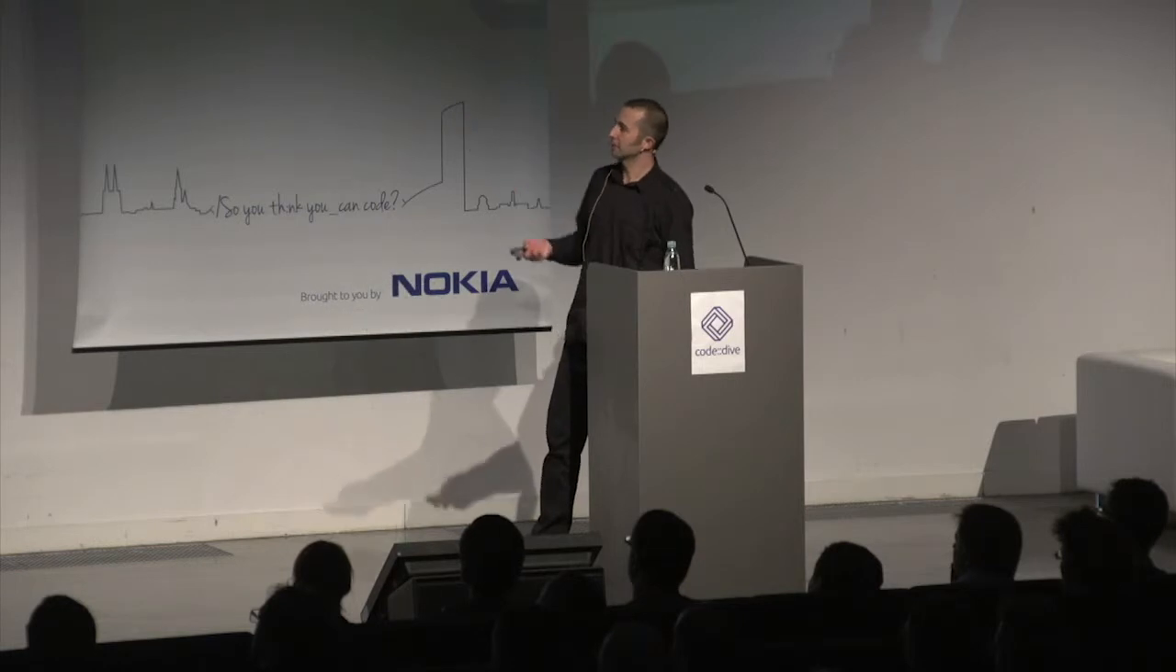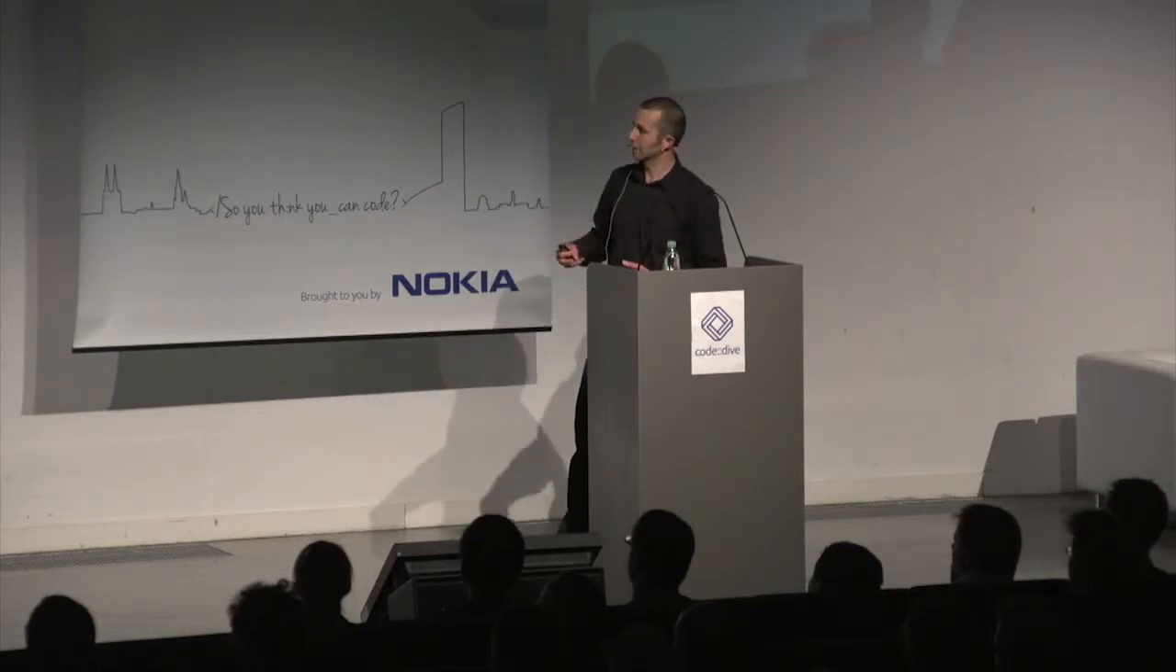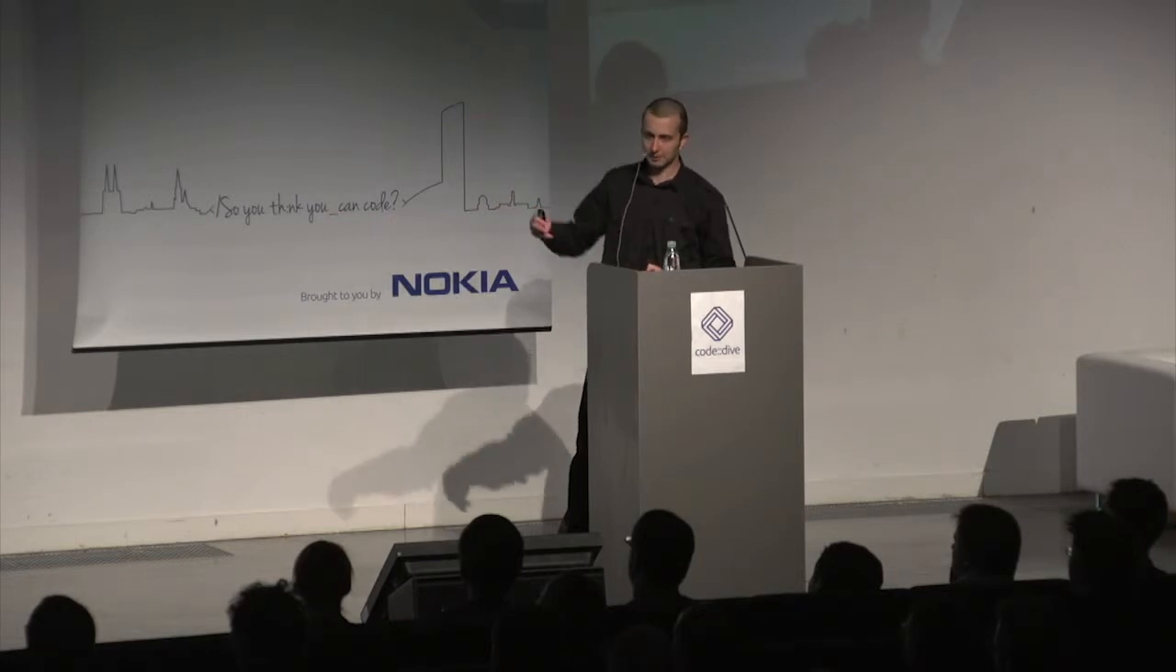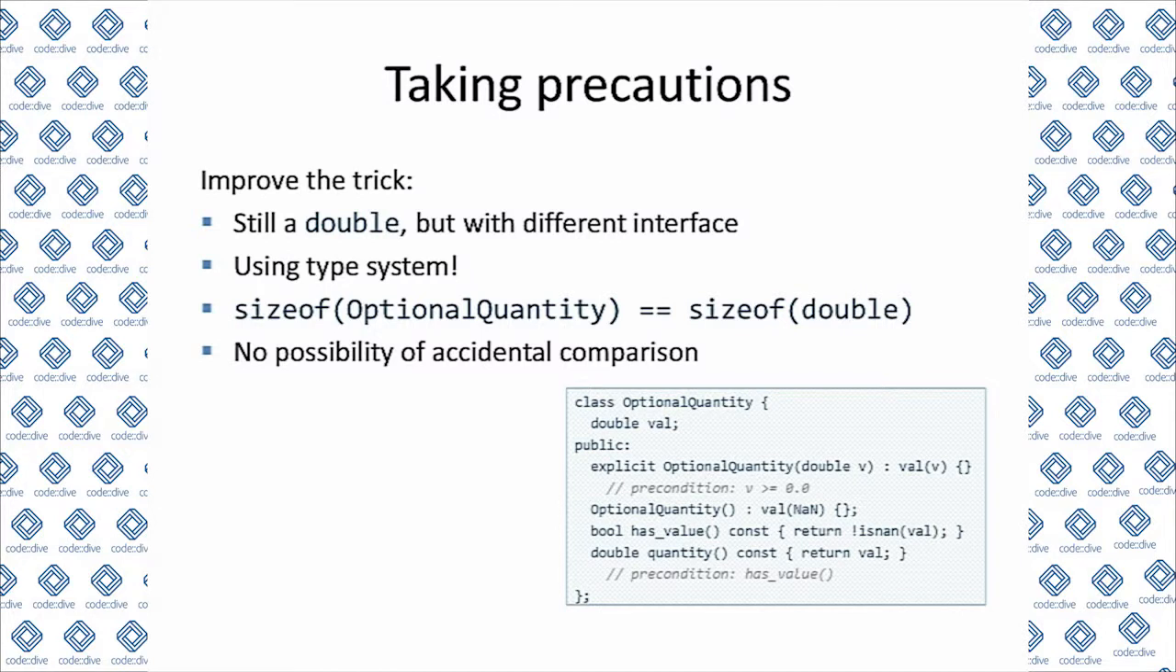Even the name of the type sends you a clear message that it may be a quantity or not. And you cannot inadvertently compare it with something else, just a double, because you have to call an explicit conversion function to get to the real value. That's it, and you again have the size of a double.